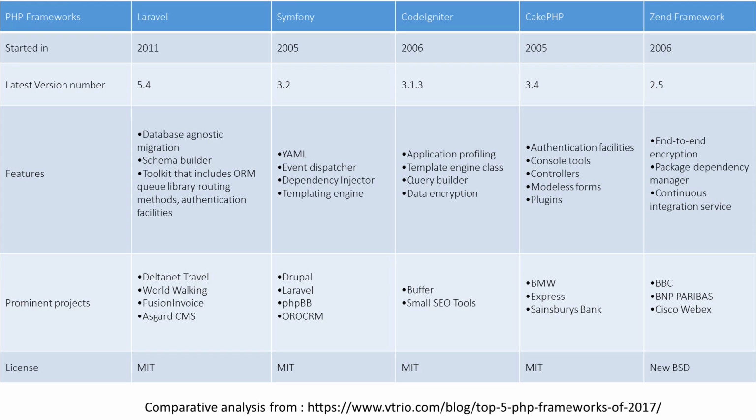This is the comparative analysis of all the frameworks. When was it launched? What functionalities do they have? So, Laravel, as I told you already, is a recent entry. All others are between 5 and 6 years old: Symfony, CodeIgniter, Cake or Zend. The latest version number of Laravel, even though the recent entry, is 5.4. Symfony, CodeIgniter, Cake PHP and Zend are in the 3 or 2 series.